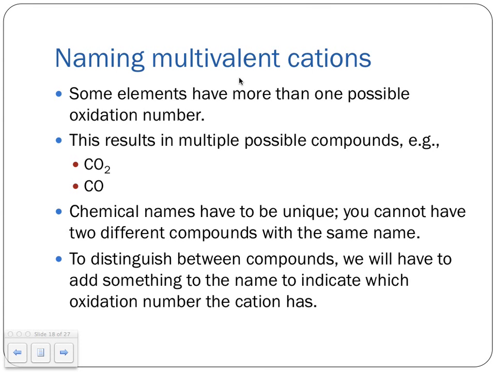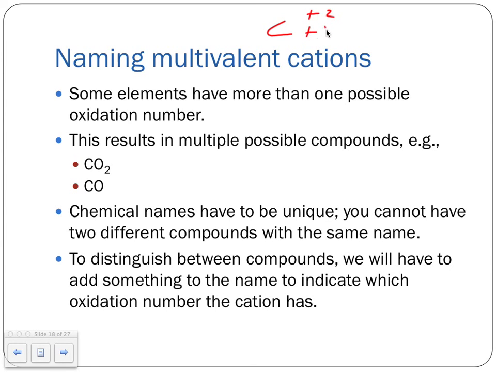Naming multivalent cations. Some elements have more than one possible oxidation number. So this results in multiple possible compounds. It's like CO2 and CO. So carbon is in group 14. If you look at the periodic table, you'll see as a cation, it can either be +2 or it can be +4.